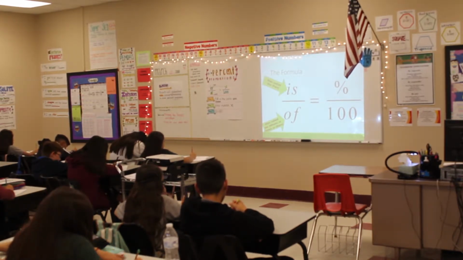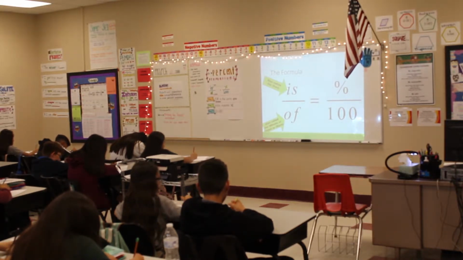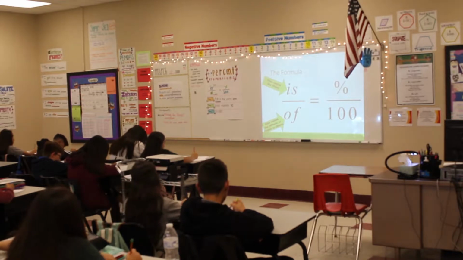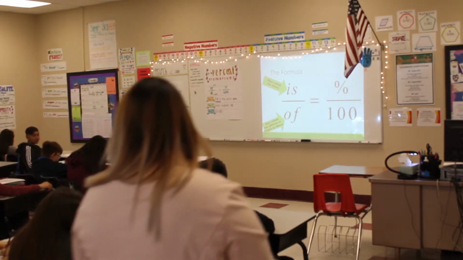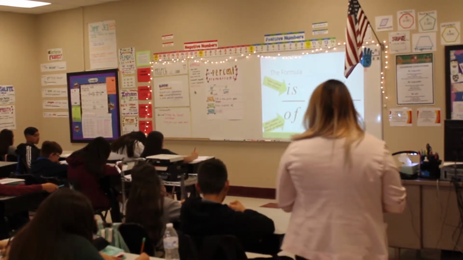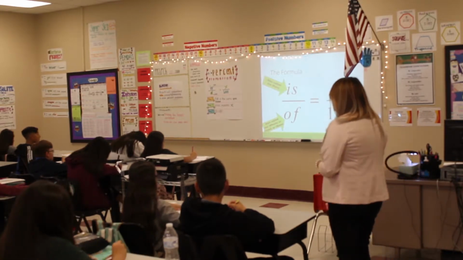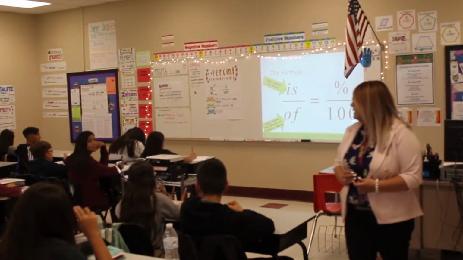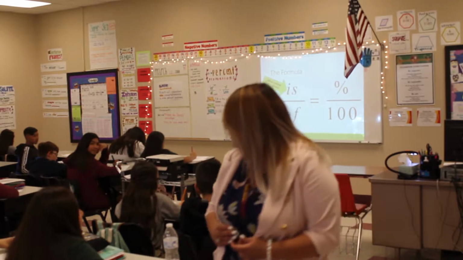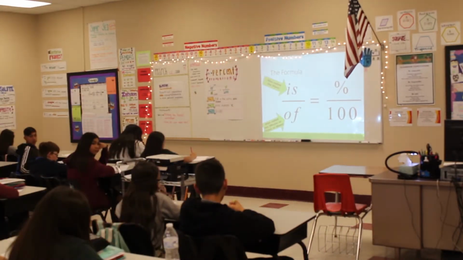Please make sure you put the note down that the is the part and the of is the whole. So if we're looking for the total price of something, that would be the of. If we're looking for the discount of a price, that would be the is. Once again, when you're done writing, please put down your pencils so I know we're ready to move on.